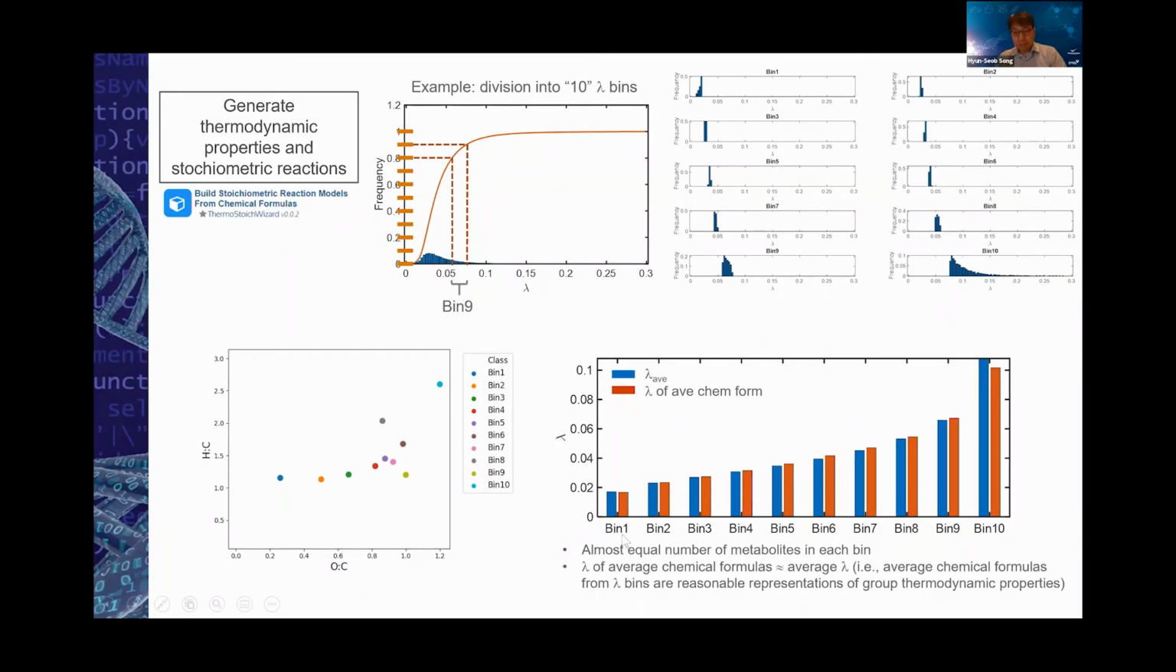So I hope that the audience recognize the difference between these two cases. And you can see here from bean 1 to 10, they are strikingly similar to each other. So we are going to use this lambda value derived from average chemical formula. And my take on this is that this chemical formula defining average chemical formula represent the thermodynamic properties of the compounds in each bean reasonably well.